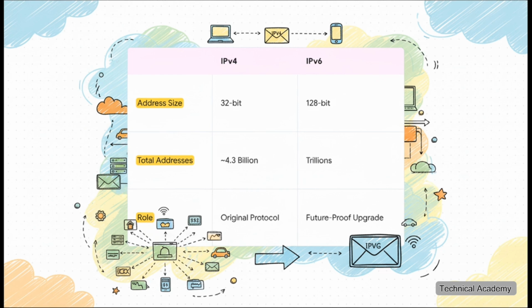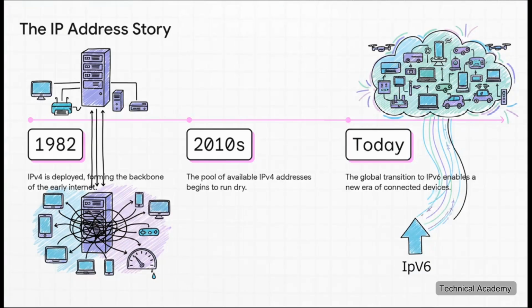We went from about 4.3 billion addresses to a number so large, it's genuinely hard to comprehend. We're talking trillions upon trillions upon trillions of unique addresses. Now, it's really important to remember this wasn't some overnight switch. IPv4 served us incredibly well for decades after it was first deployed way back in 1982. But as we started hitting its limits in the 2010s, this massive, gradual, global transition to IPv6 began. And it's a process that's still happening today, all to basically future-proof the entire internet.